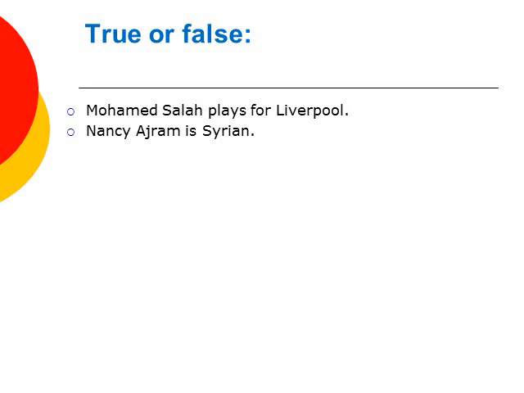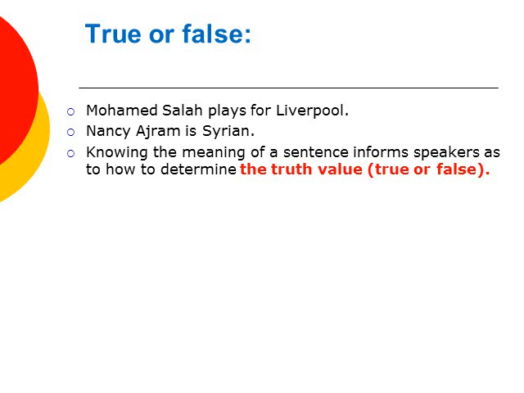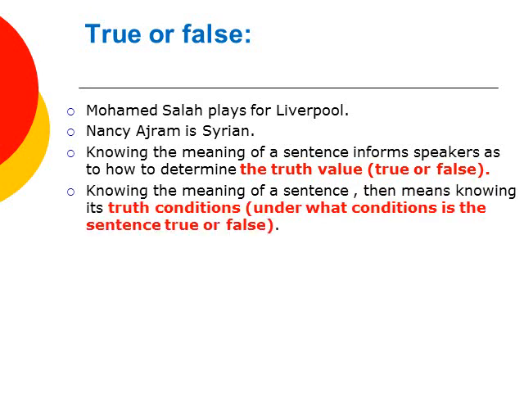Now, if I ask you, how did you determine the truth of both sentences? How did you determine if these sentences are true or false? How did you know the meaning of these sentences? Knowing the meaning of a sentence informs speakers as to how to determine the truth values. In other words, knowing the meaning of the first sentence entails knowing its truth conditions. You understand the meaning of the first sentence because you were able to determine whether it's true or false. So you were able to decide under what condition the sentence is true or false.